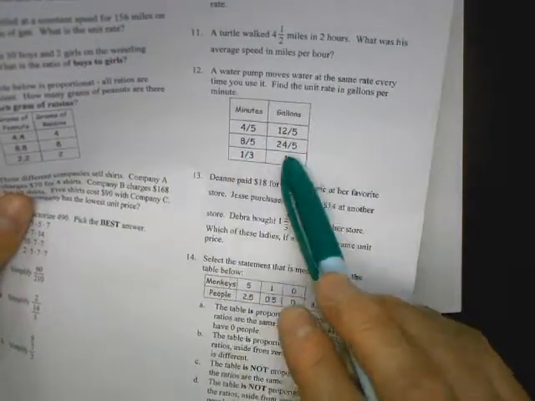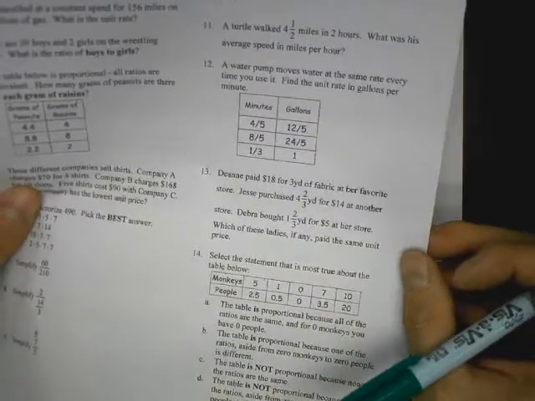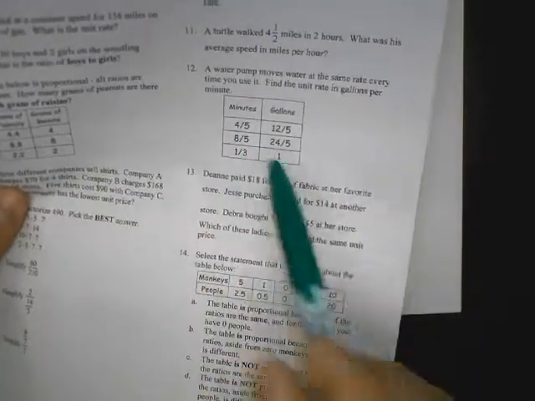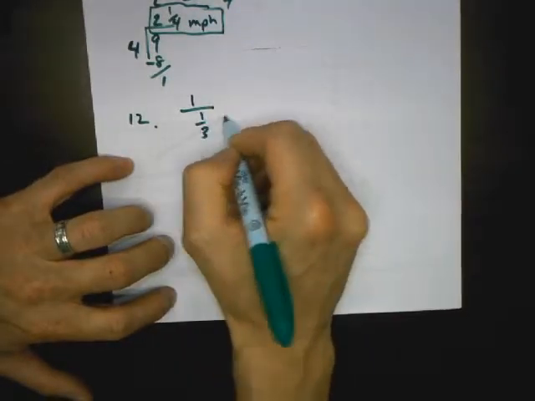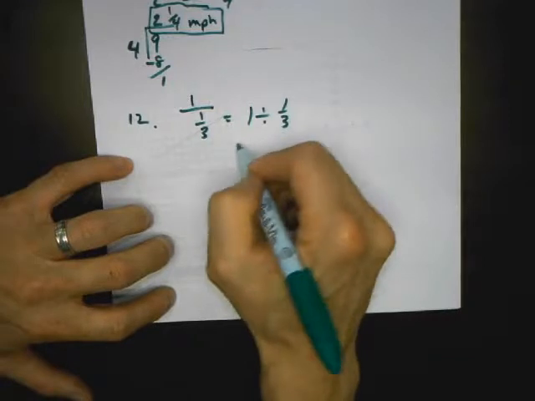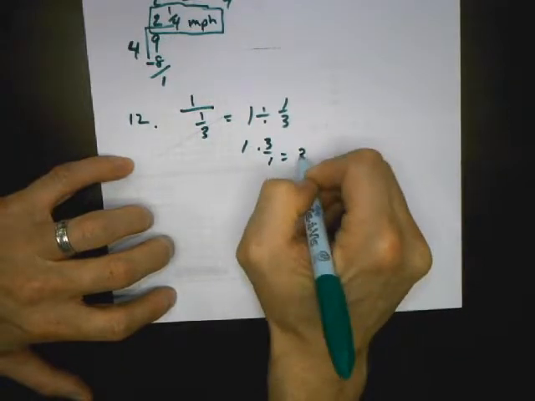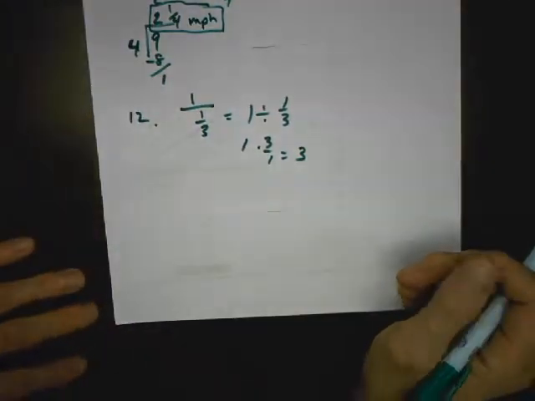Now, if they decide to get tricky and say minutes per gallon, which doesn't make sense, but you can get a rate from that, then you would do the otherwise. But if they don't tell you otherwise, remember, time's always on the bottom. So I go gallons on top, time on bottom. 1 divided by 1/3 means 1 times 3 over 1, which is just 3 gallons per minute.